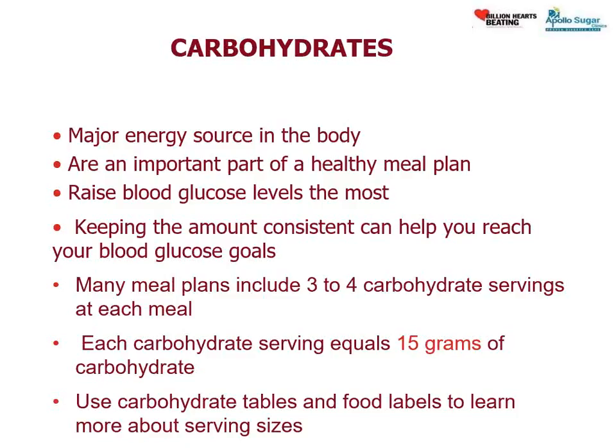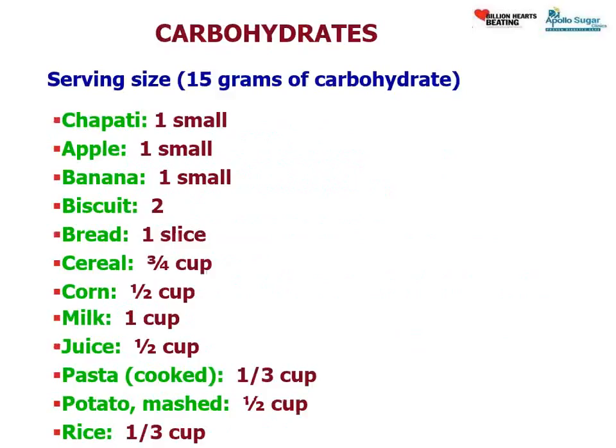So if we plan major meals like your breakfast, lunch, and dinner, you should have at least 2 servings of carbohydrate each. But if we talk about the minor meals, that is the mid meals in between your breakfast and lunch, or lunch and dinner, then make sure that the carbohydrate that you are taking is high in fiber, and the portion size should not be increased to more than 1. So use carbohydrate tables and food labels to learn more about serving sizes.